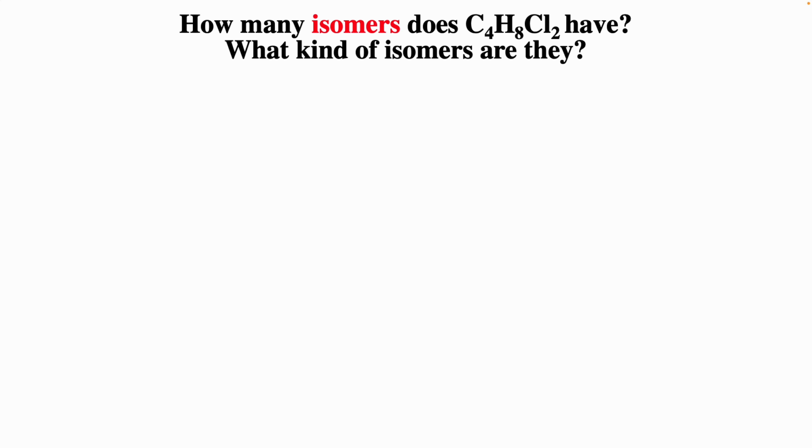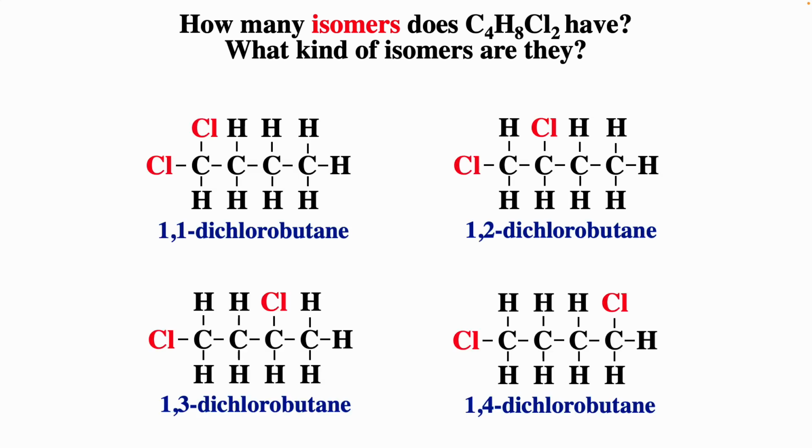So how many isomers does C4H8Cl2 have, and what kind of isomers are they? First we can work on the structural or constitutional isomers. So we have C4H8Cl2, and if you treat the chlorine as a hydrogen, that's going to be CnH2n+2. And so we'd expect just carbon-carbon single bonds and no cyclic groups.